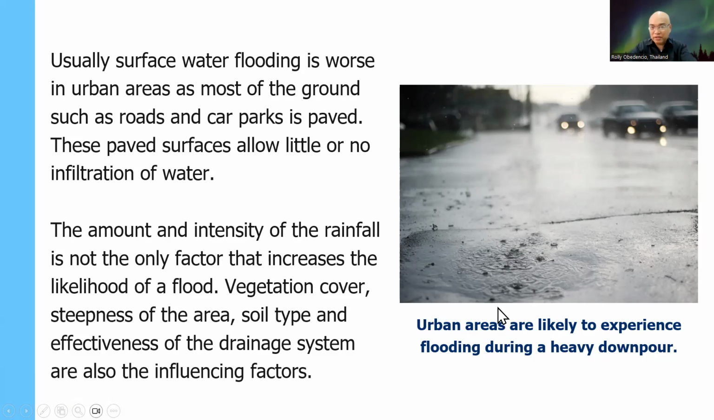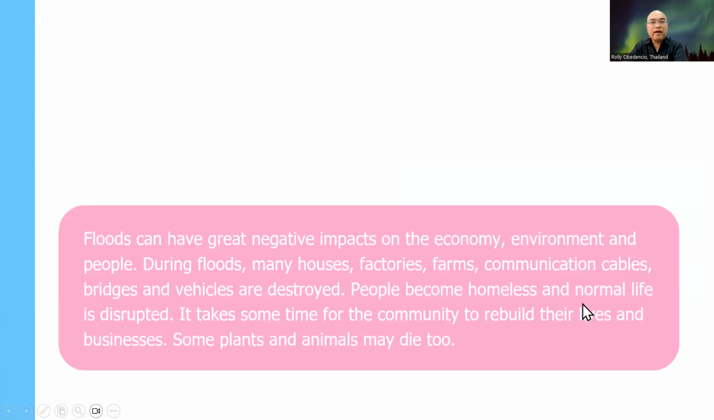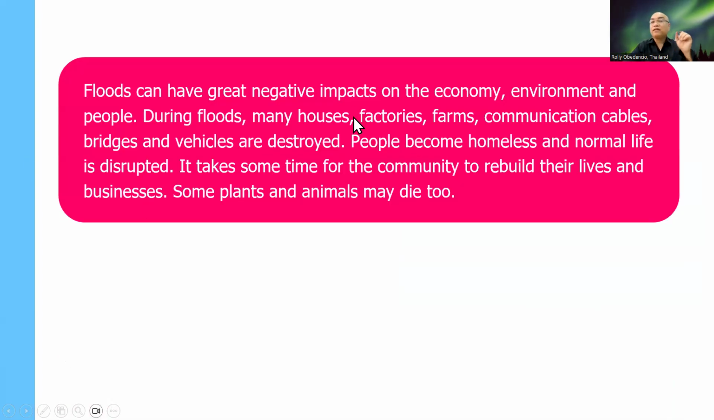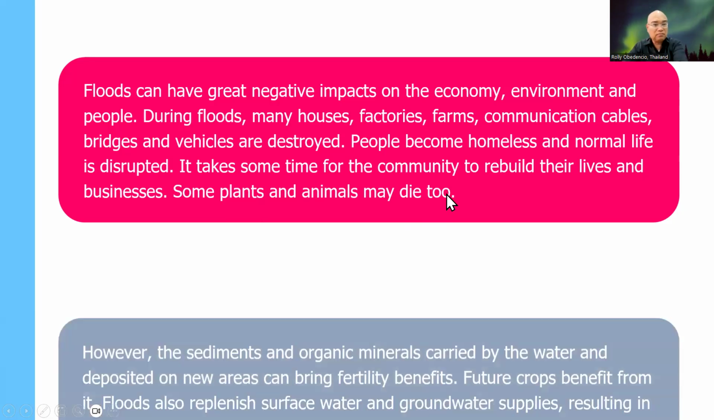I want you to look at this picture. Urban areas are likely to experience flooding during a heavy downpour. Now, floods can have great negative impacts on the economy, environment, and people. During floods, many houses, factories, farms, communication cables, bridges, and vehicles are destroyed. People become homeless and normal life is disrupted. It takes some time for the community to build their lives and businesses. Some plants and animals may die too, so be careful.